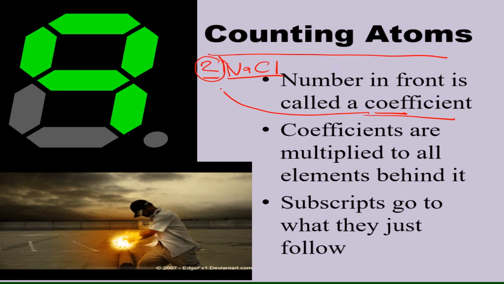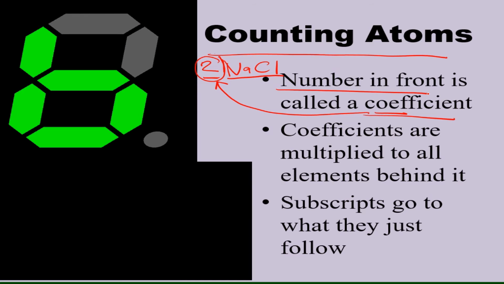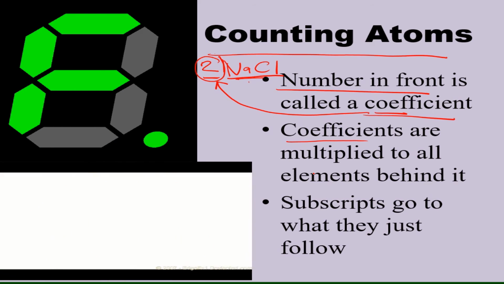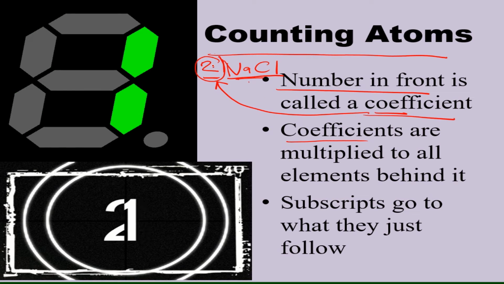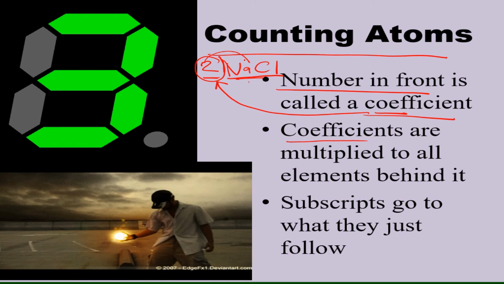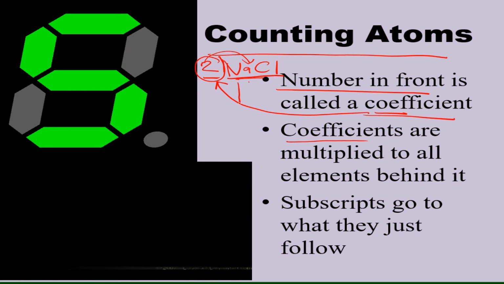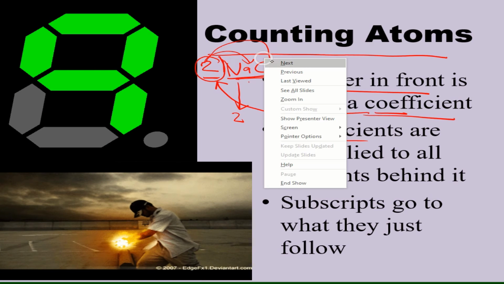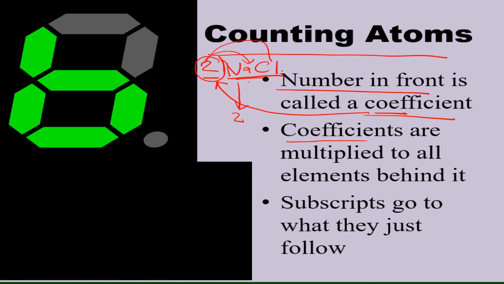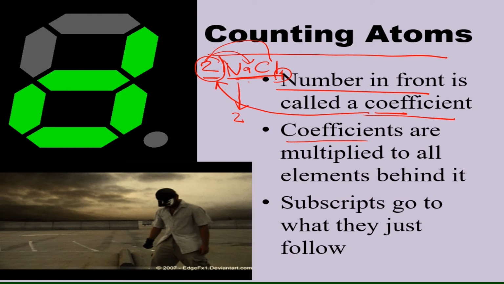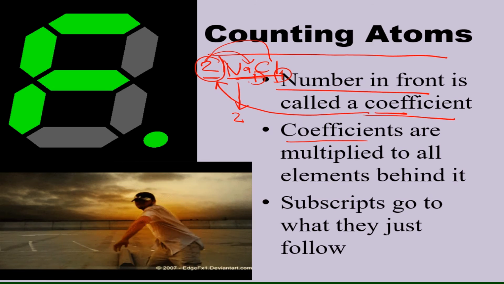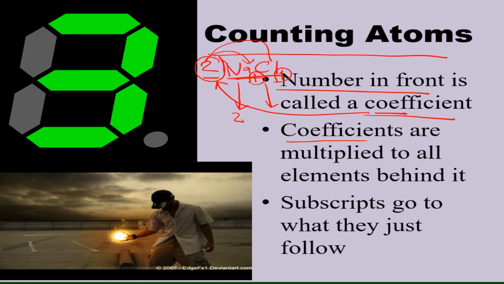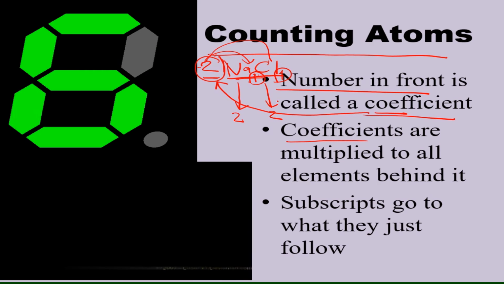2 is the coefficient. What is that? A number in front of the molecule or the chemical symbol. Coefficients are multiplied to all elements behind it. Meaning, if I have 2 here, I'm going to multiply it to the 1 atom of sodium. So I have here 2 for sodium, and multiply 2 to the 1 of chlorine. Why is it 1? Because there is no number here, which is always considered as 1. So just like here, we have an invisible 1 with sodium also. So we have 2 and 2 of chlorine. 2 times 1 and 2 times 1.